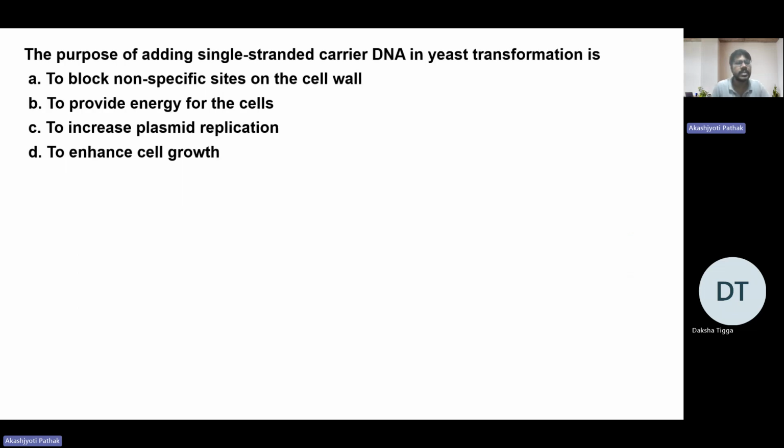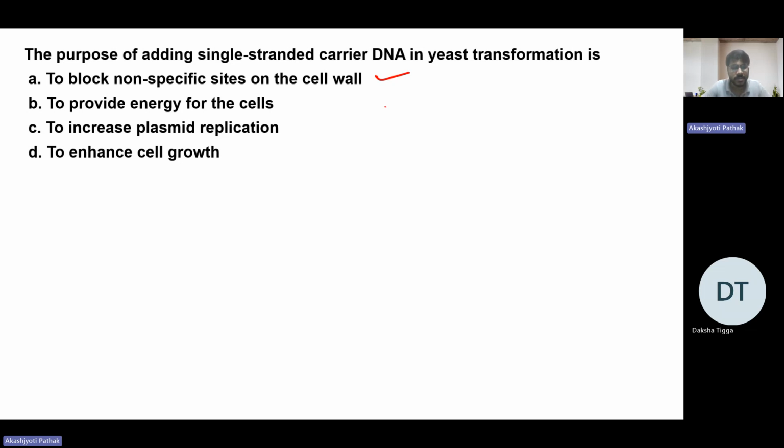So now answer this question. We discussed just now, what was the purpose of adding single-stranded carrier DNA in yeast transformation? Option A is to block non-specific sites on the cell wall. Option B is to provide energy for the cells. Option C is to increase plasmid replication to enhance cell growth. So just now we learned the answer is option A, isn't it?